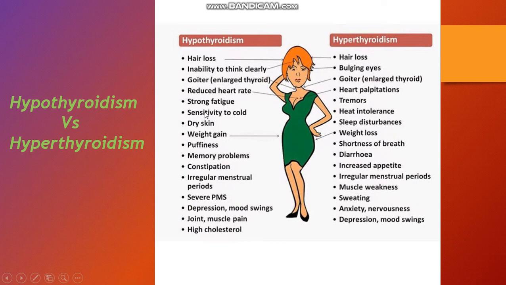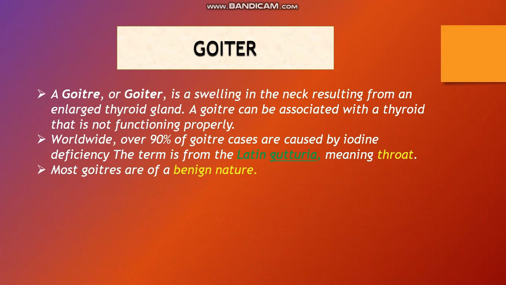Goiter. A goiter is a swelling in the neck resulting from an enlarged thyroid gland. A goiter can be associated with a thyroid that is not functioning properly. Worldwide, over 90% of goiter cases are caused by iodine deficiency. The term is from the Latin goitria, meaning throat. Most goiters are of a benign nature.